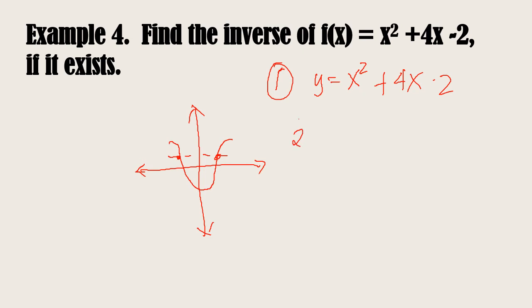Ang second step natin, we are going to interchange our x and our y. So yung y natin magiging x, so ang ating x magiging y. So x is equal to y squared plus 4y minus 2. So ito yung ating second step. So let us proceed to our third step.